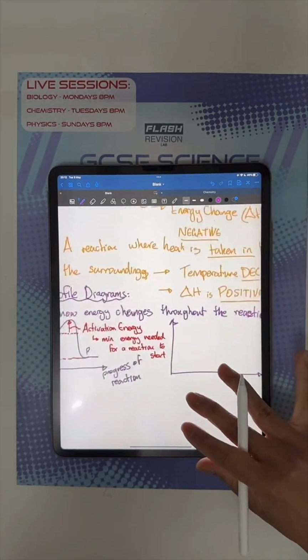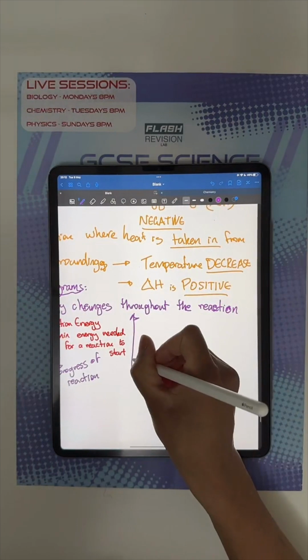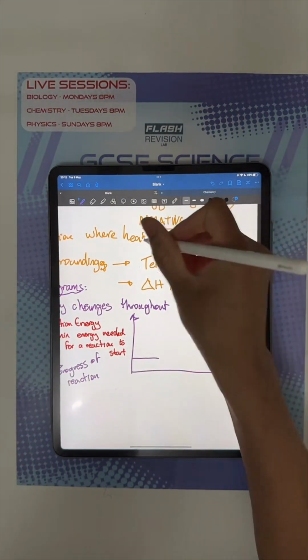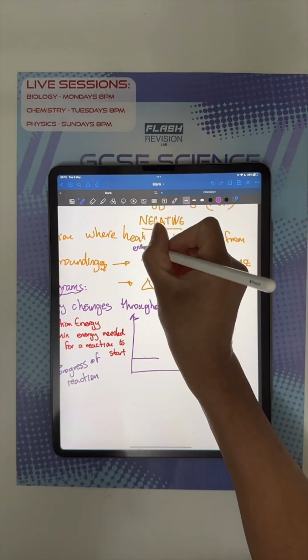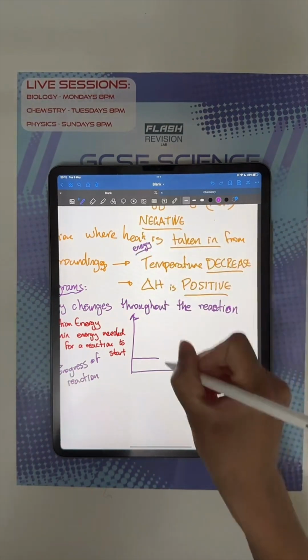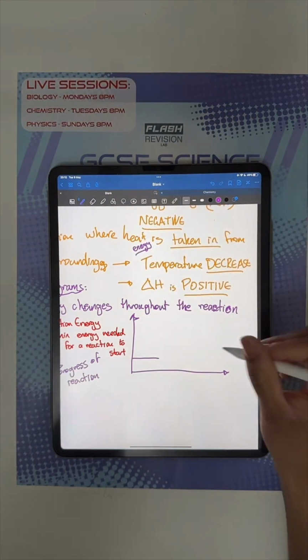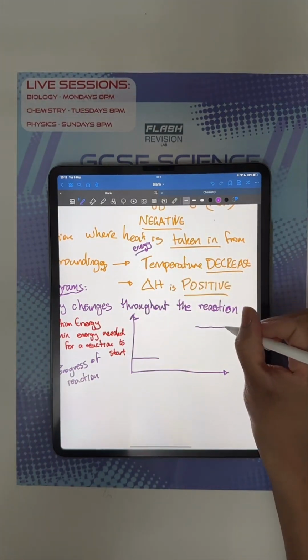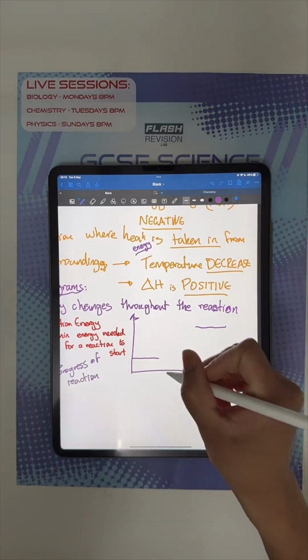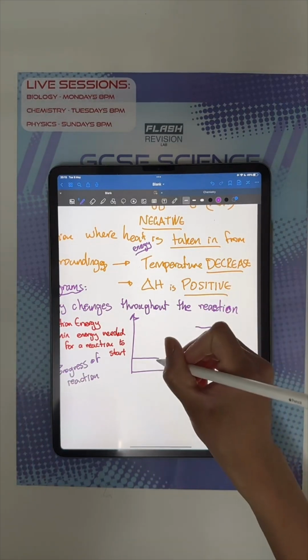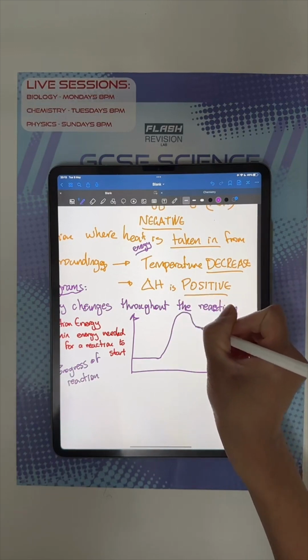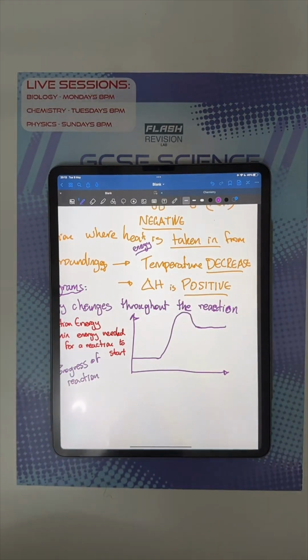There's some things that you need to notice. So reactants start low. Remember, it's where heat energy is taken in from the surroundings. So it takes it in from the surroundings and the overall energy goes up. And again, there's a hump. It needs to go up at activation energy and then come back down like that.